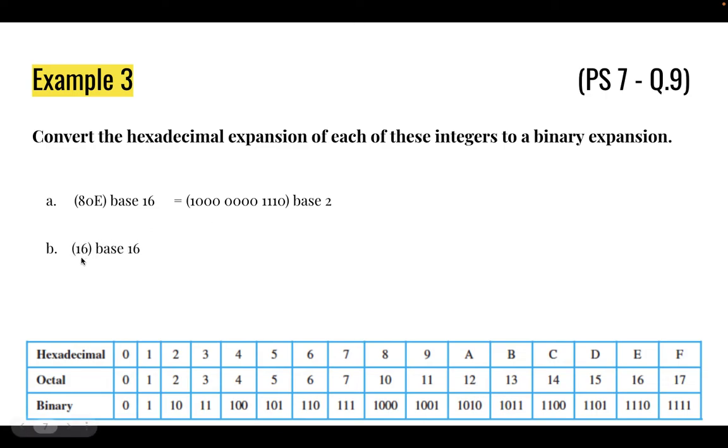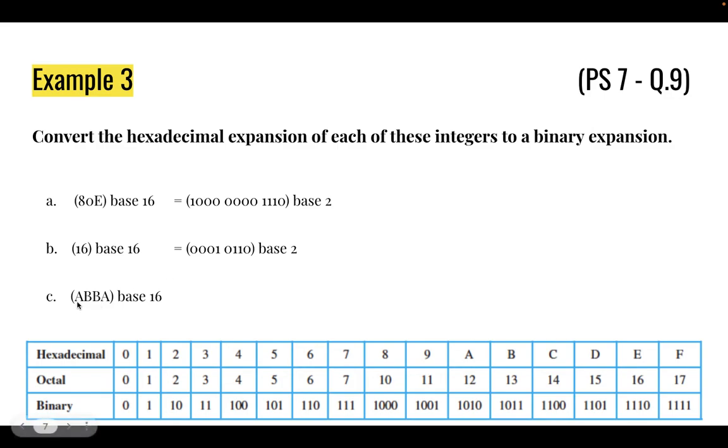The second example we have is 16, base 16. In the problem set, base 16 was not there, so I'm just assuming that it should be base 16. Now let's look up 1 in the hexadecimal row and in the binary row. It's 1, so it will be 0001, and 6 can be written as 110, and we need to add a 0 in order to make it a 4-digit representation, 0110. So this is 1 in binary and this is 6 in binary. This is our hexadecimal 16 to binary conversion.